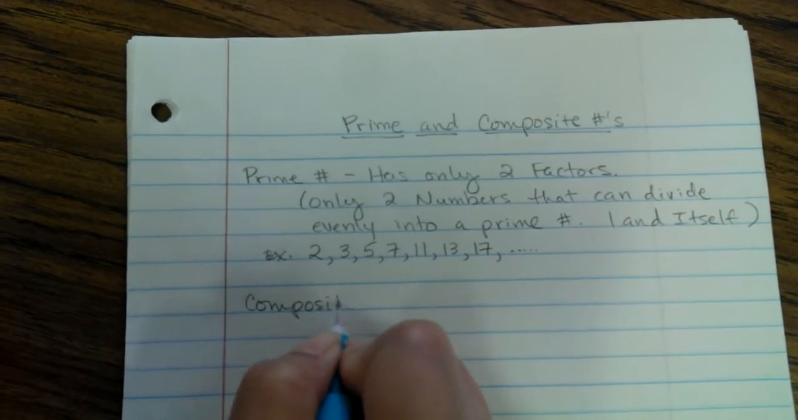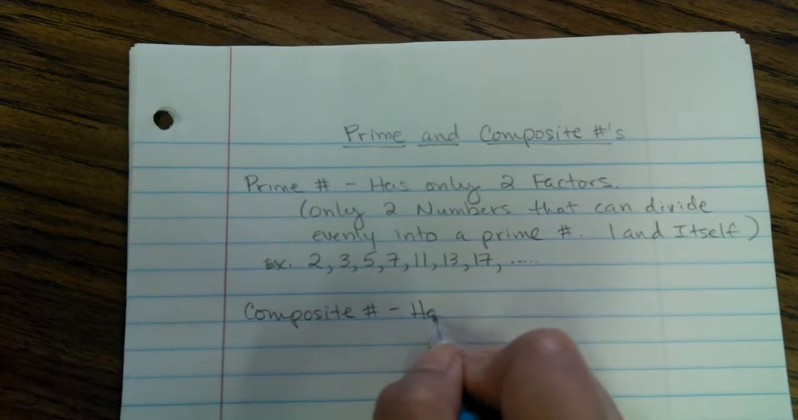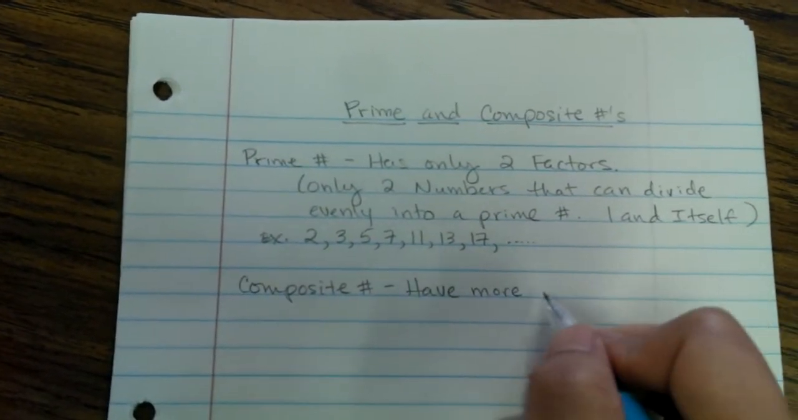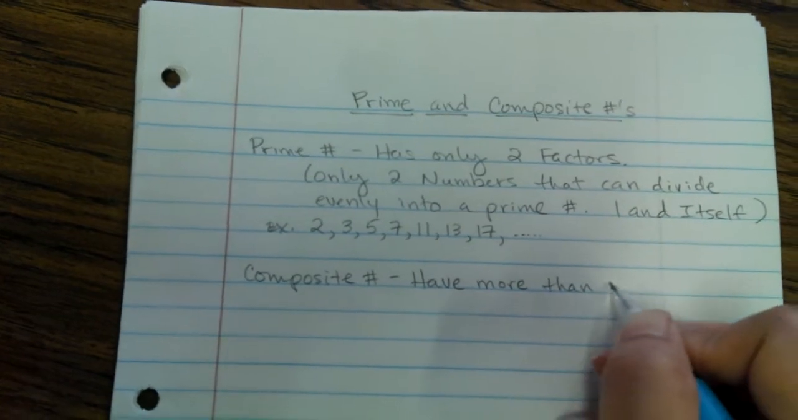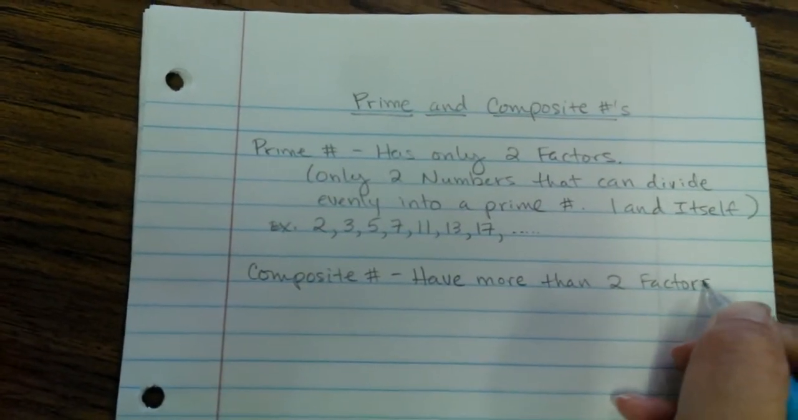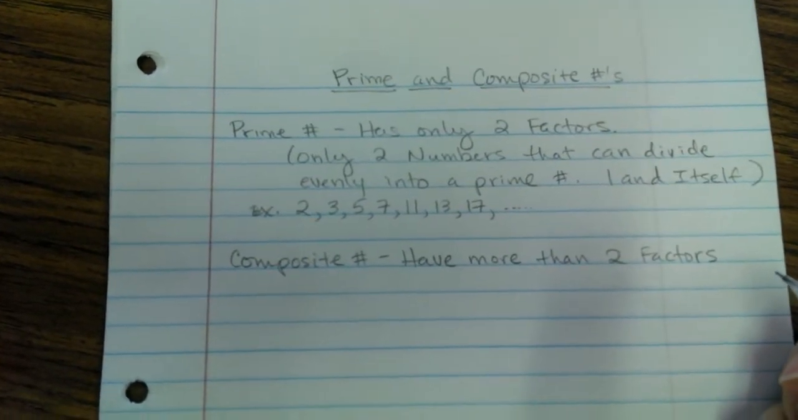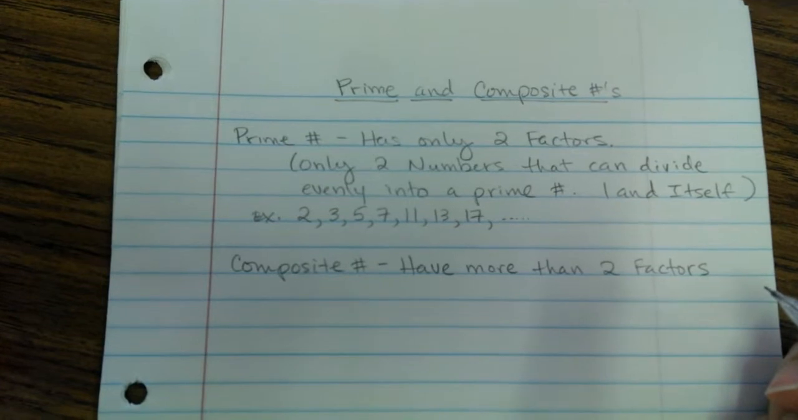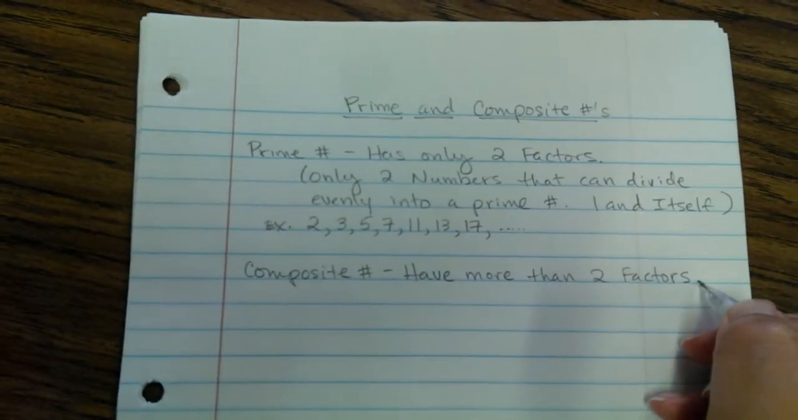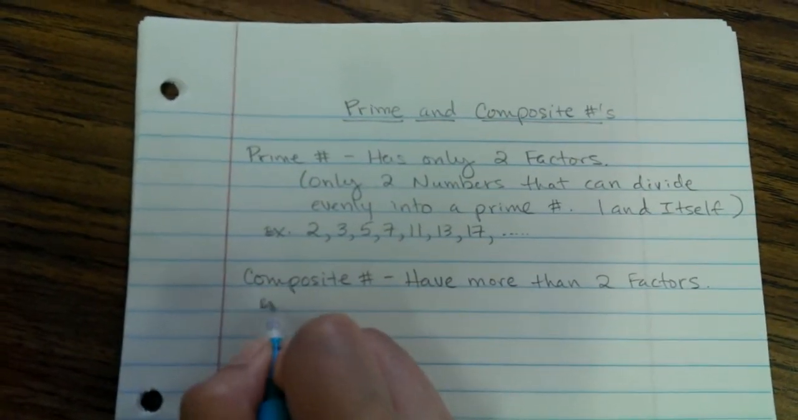Composite numbers have more than two factors. That means that not only 1 and itself can divide evenly into the number, but there's also one or more other numbers that can divide evenly into a composite number. Examples of composite numbers.